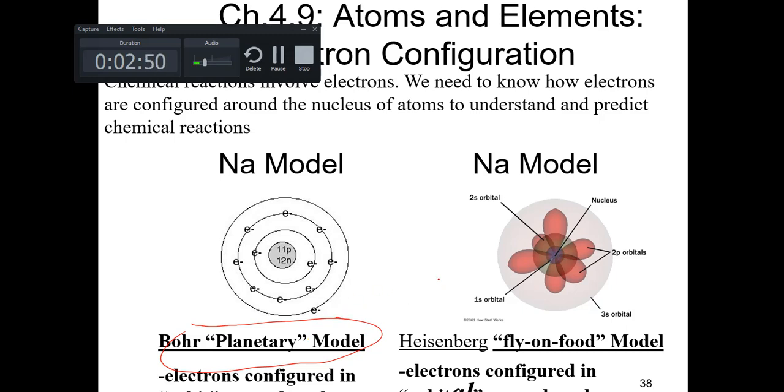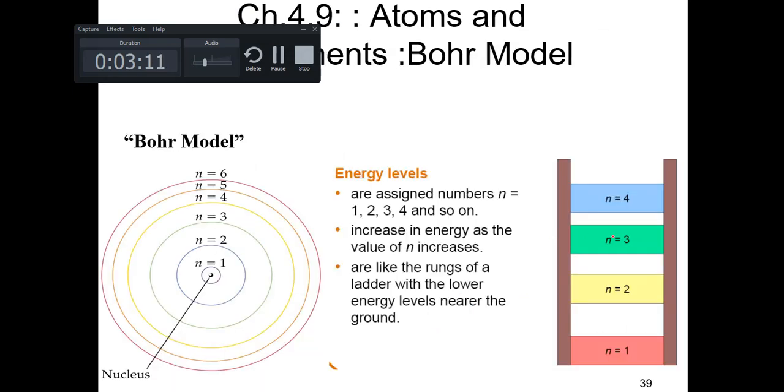The more advanced model is called the Heisenberg model, also known as the flying food model, because the electrons don't like to travel in orbits like in the Bohr model. They like to move around like a zipping fly around a piece of food. And we'll get into that in a bit. So let's jump right into the Bohr model.